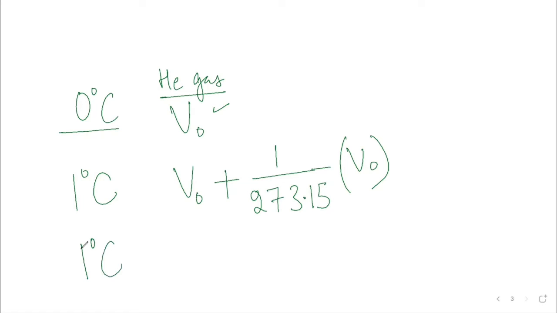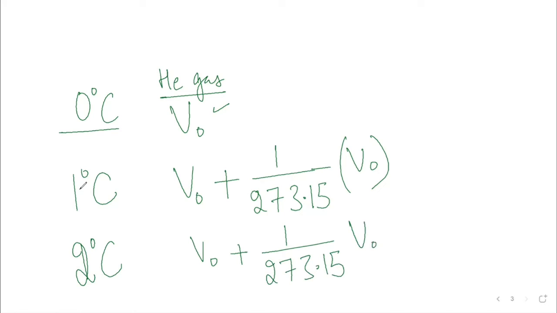Let us increase the temperature by 1 degree more. So let me now make the temperature 2 degrees Celsius. So the volume would be V naught plus 2/273.15 of V naught, because now I have changed the temperature by 2 degrees Celsius, I will have a 2 here. Is it making sense, Avantika?